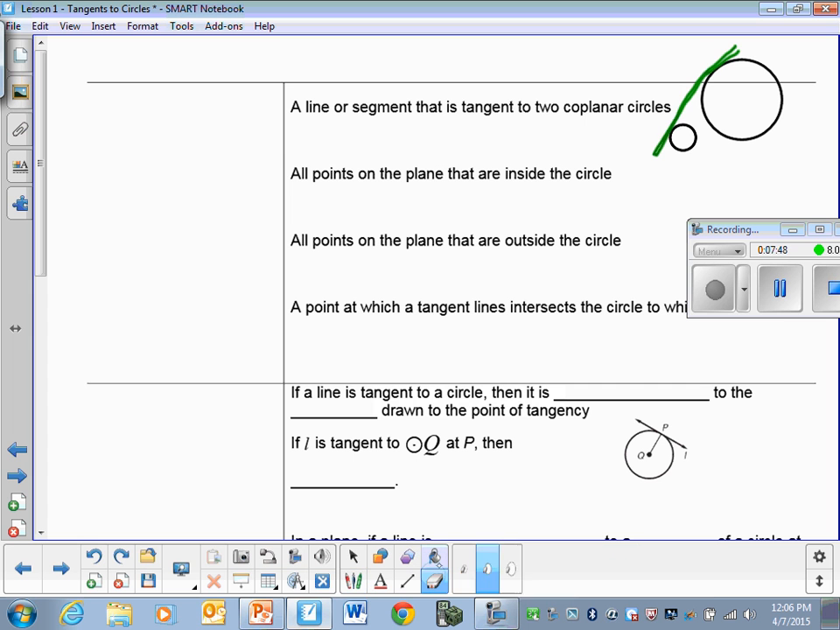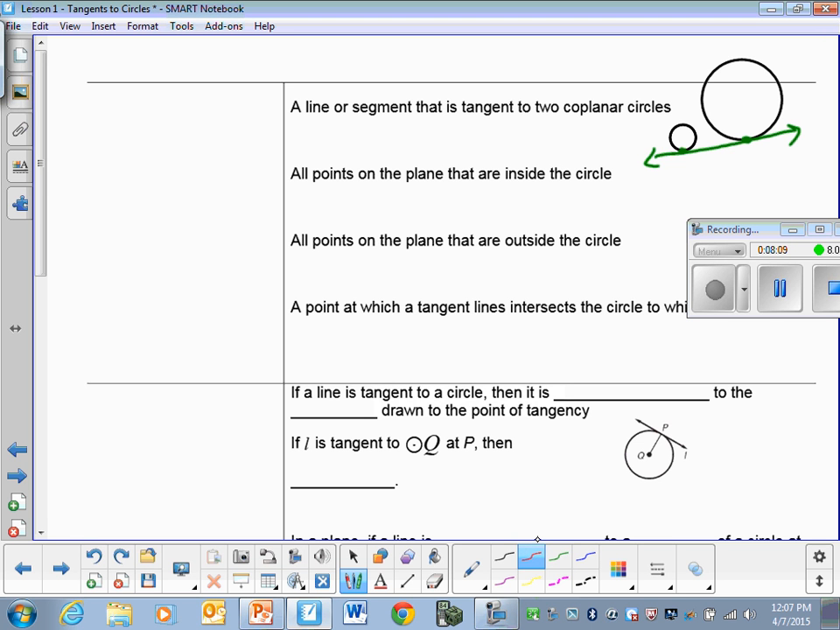Let's erase that. I did not do a good job on that at all. Okay, try again. There we go. This one happens to be an external tangent because I never cross a line that would connect the center point of each of these circles.